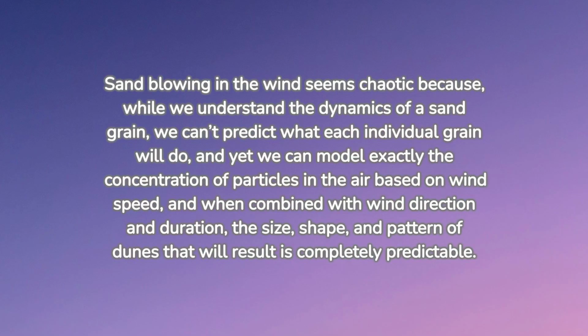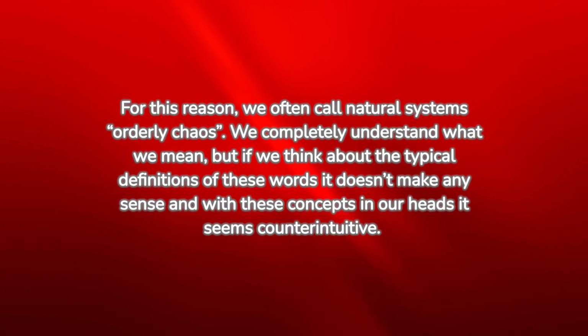Sand blowing in the winds seems chaotic because, while we understand the dynamics of a sand grain, we can't predict what each individual grain will do, and yet we can model exactly the concentration of particles in the air based on wind speed, and when combined with wind direction and duration, the size, shape, and pattern of dunes that will result is completely predictable. For this reason, we often call natural systems orderly chaos.